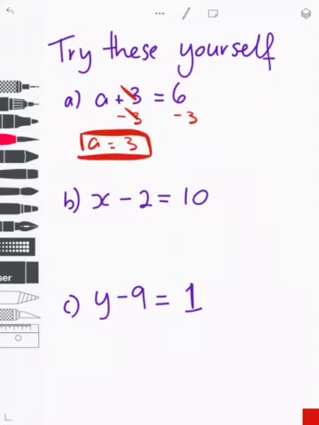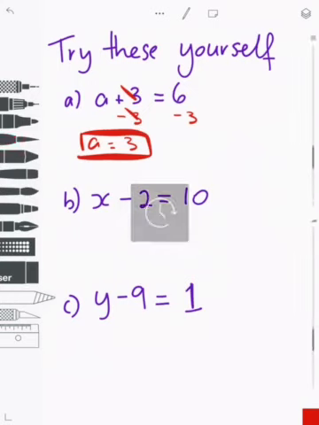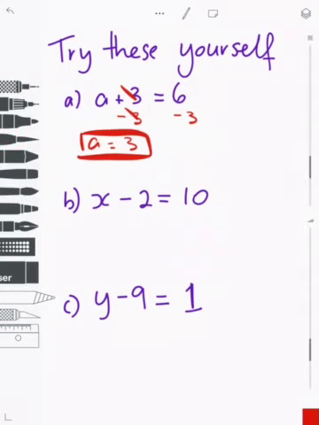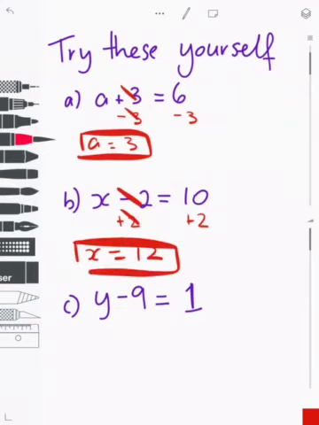Here, x minus 2 equals 10. I want to get x by itself, so I'm going to get rid of the minus 2 on that side. In order to get rid of the minus 2, I have to plus 2 on both sides. Plus 2, they cancel out. I'm left with x equals 10 plus 2, which is 12, as your final answer there.